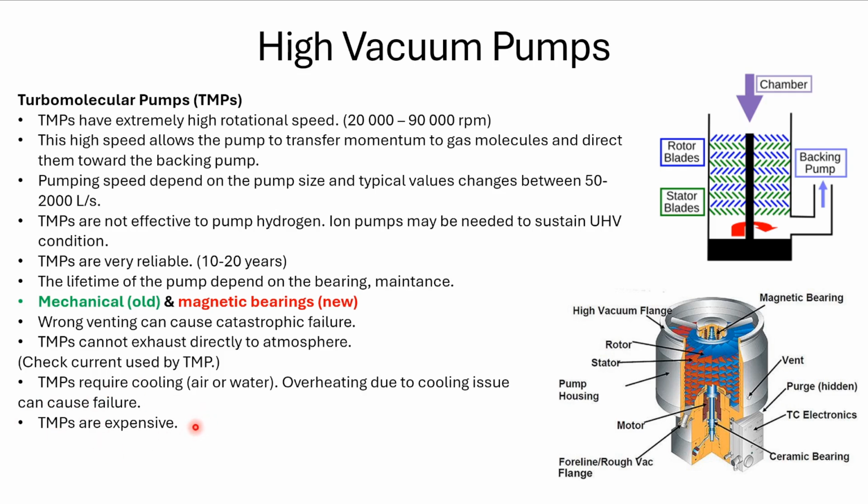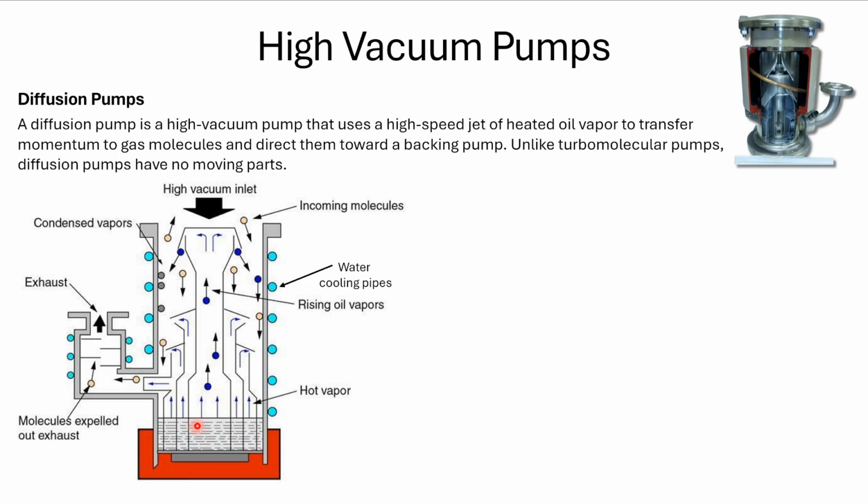The other pump is the diffusion pump. These are not currently commonly used in UHV systems, and you will understand the reason why. A diffusion pump is a high vacuum pump that uses a high-speed jet of heated oil vapor to transfer momentum to gas molecules and direct them toward the backing pump.